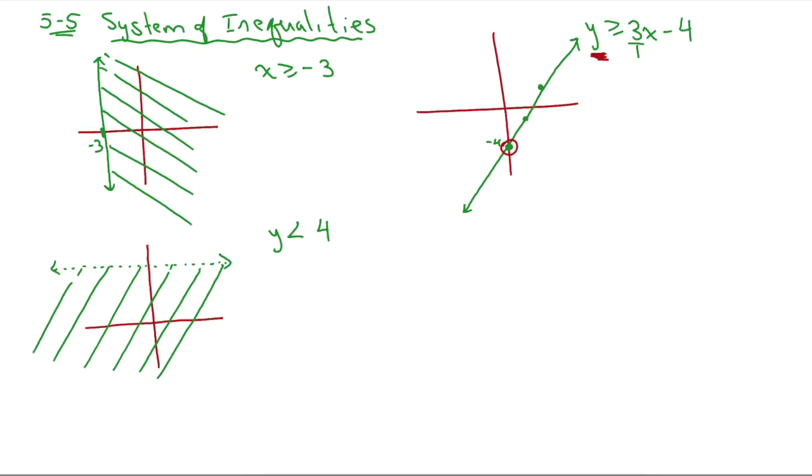This is talking about y, and y is always up or down. So from the y-intercept, what is greater than? Which side of that red circle would I go on? There's no right and left here.